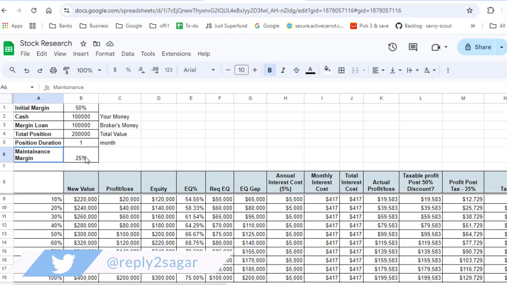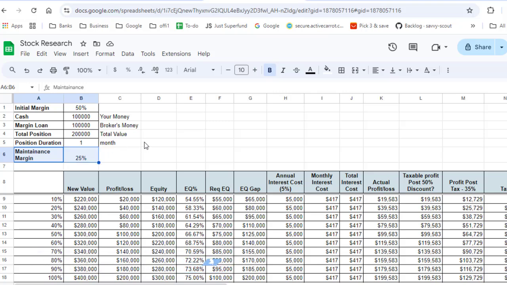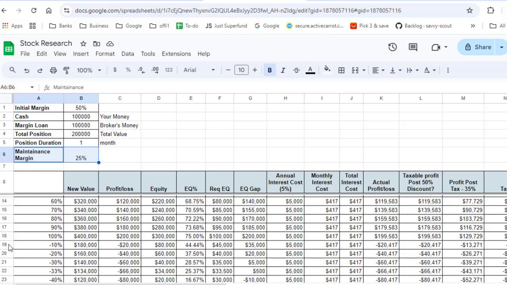Now let us look at the maintenance margin. After you take the position, the stock can fall. And when the stock starts falling, let us say it drops by 10%, the total value of that position becomes 180k and the equity percentage drops to 44.44%. This equity percentage is basically called the margin percentage or maintenance margin. As long as it is greater than 25%, it is okay. Margin call will not be invoked.